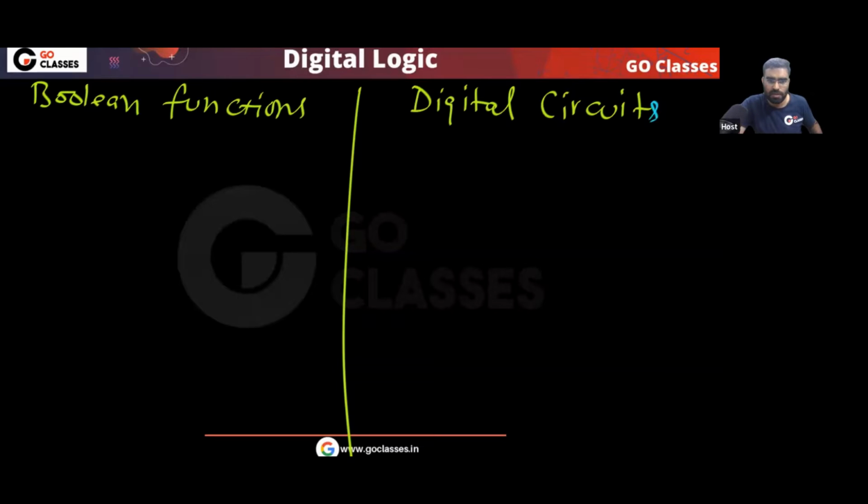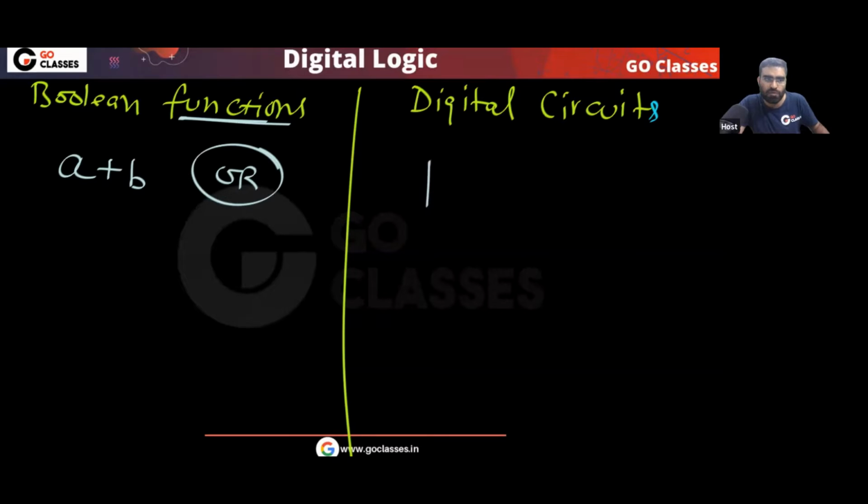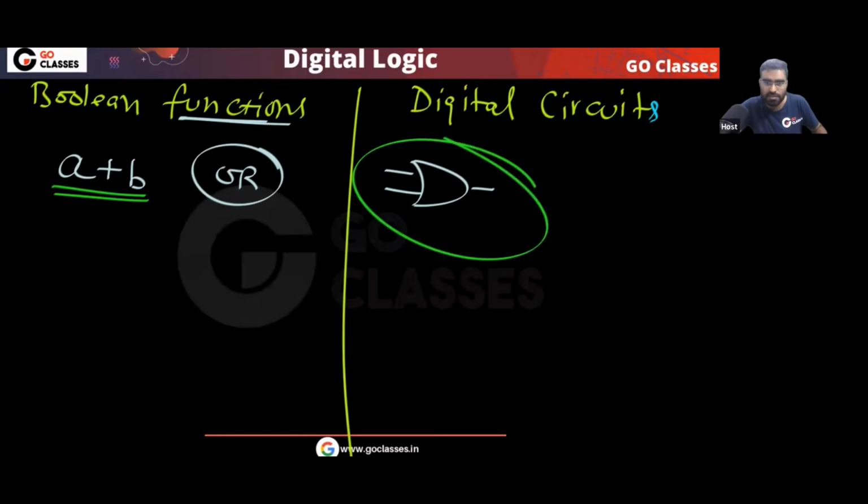See, for example, what is a Boolean function? A Boolean function is, for example, A OR B. So this OR is a Boolean function. In digital circuit, this OR gate is a digital circuit, right? Yes or no? So remember, this A OR B is a Boolean function, and this symbol represents the OR gate. This is a digital circuit.